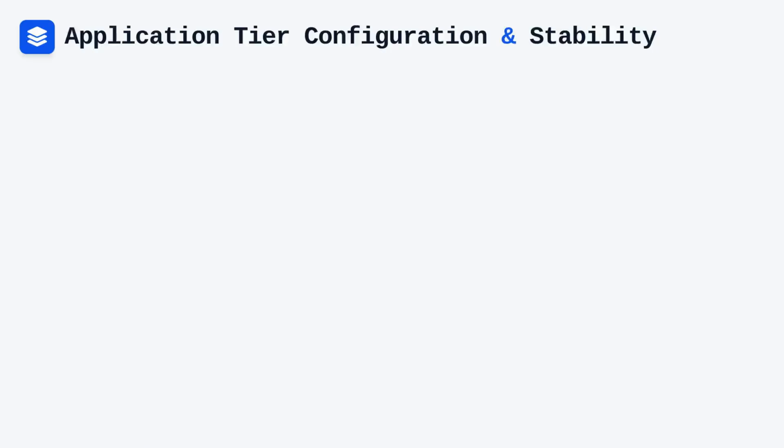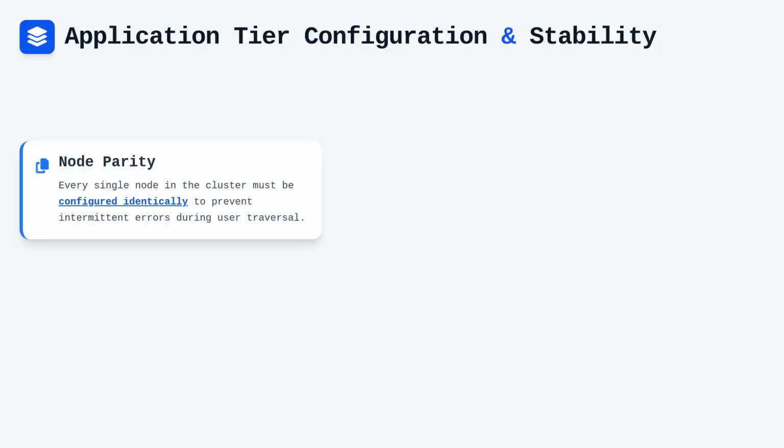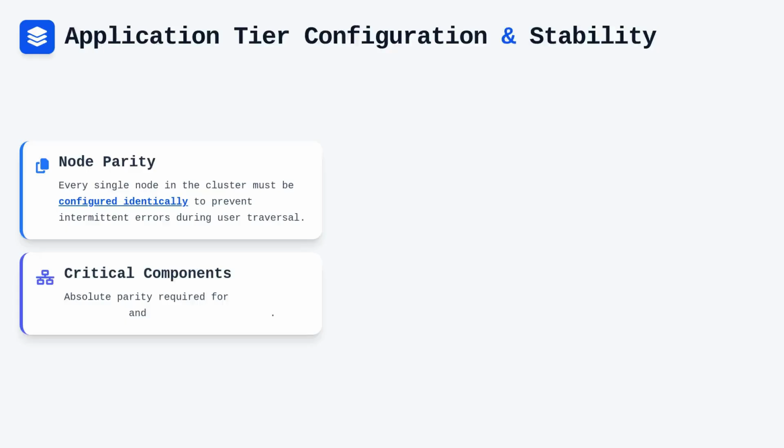Transitioning from the network and database layers to the application tier requires us to consider the configuration of the EAR files that contain the FLEXCUBE deployment. Each node in the cluster must be configured identically to prevent discrepancies that could lead to intermittent errors when users traverse different parts of the application. Configuration files, including those defining the messaging subsystems and the connection factories, must be kept in absolute parity across all nodes to ensure the deployment remains stable under load.